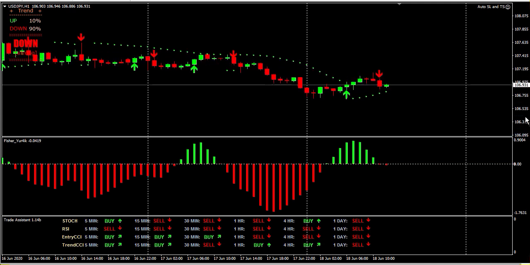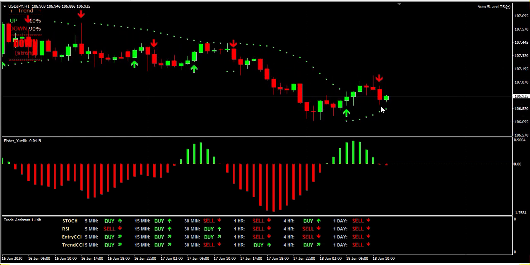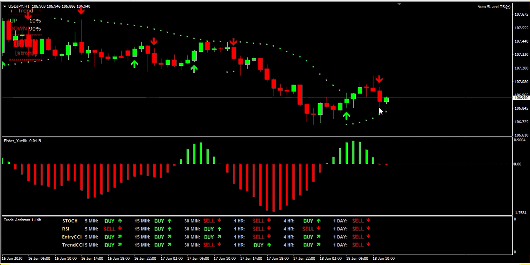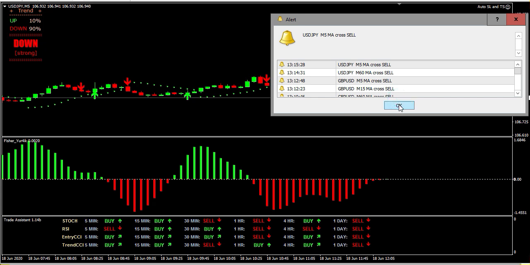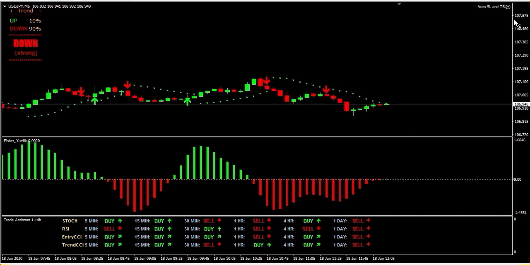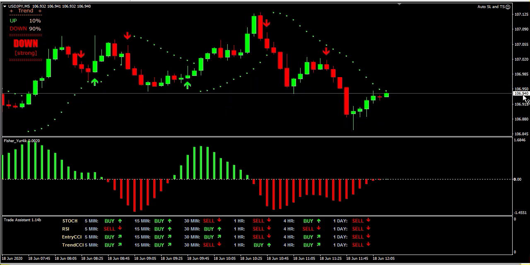Let's go back up. Now the market is strong, and the arrow is telling you to sell. And now a new Fisher bar is forming here. That is telling you the market will go down. But at the moment the market is going up. Let's go to 5 minutes and have a look what's going on. In the 5 minutes you can see the market is going up, so there's no point going short.